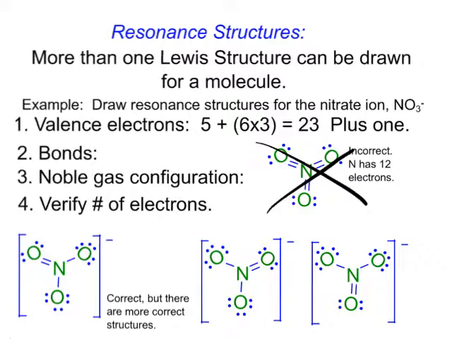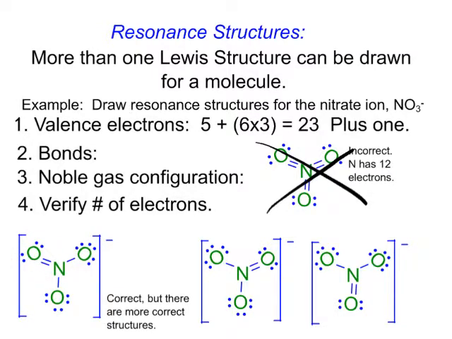This oxygen will get 3 lone pairs, and that satisfies its octet. This oxygen gets 3 lone pairs as well because it has the single bond with nitrogen. This oxygen will only have 2 lone pairs since it has the double bond with nitrogen. That satisfies its octet.